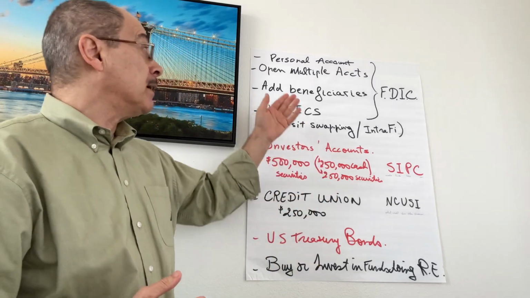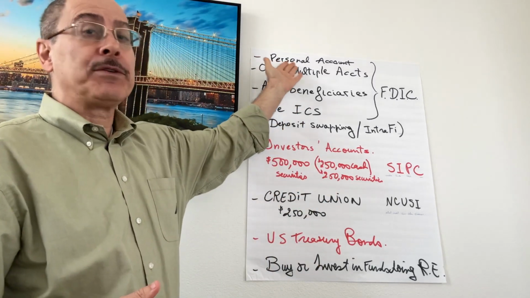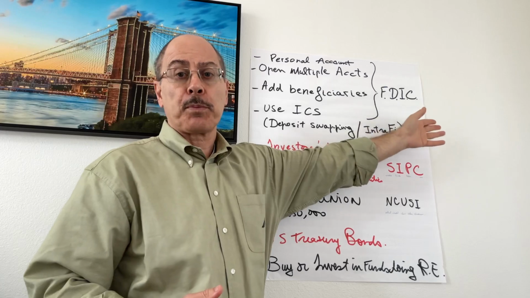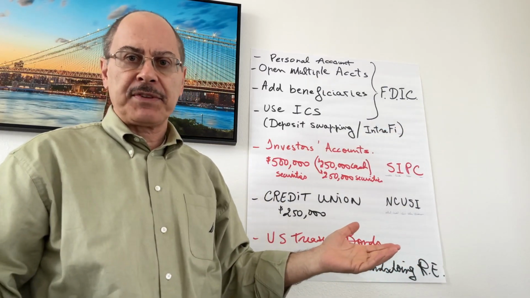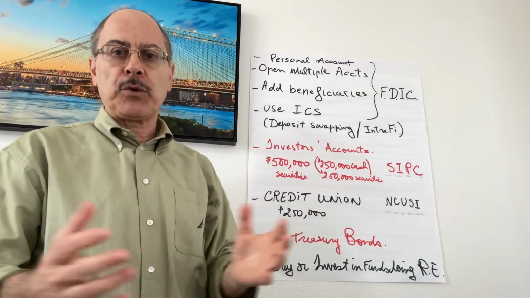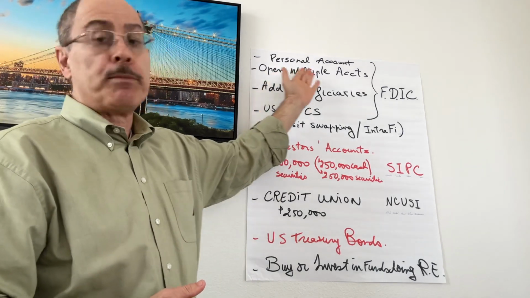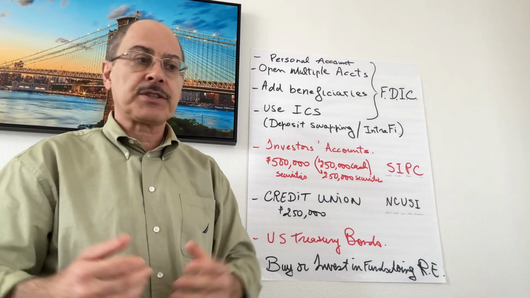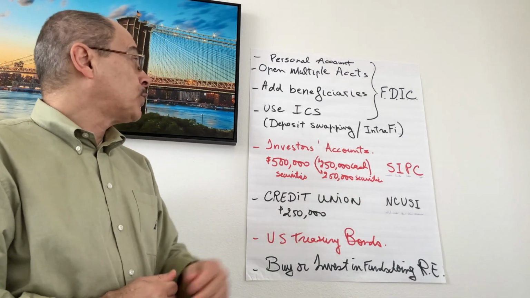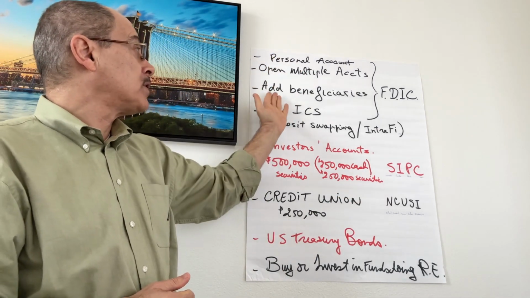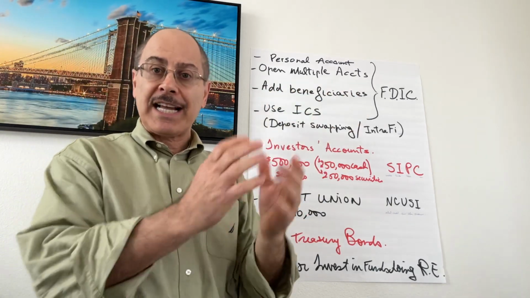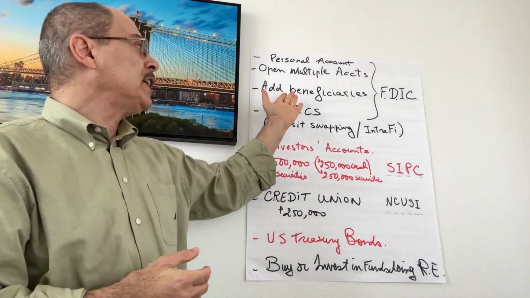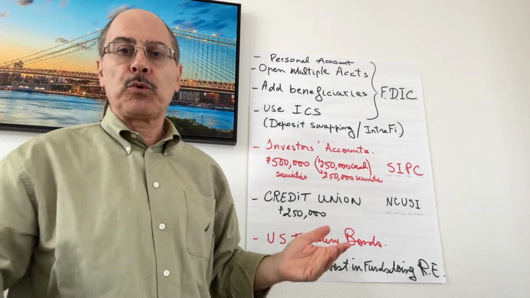So if you have a bank, you can have a personal account. You have the Federal Deposit Insurance Corporation protecting you up to $250,000. What if you have more than $250,000? You can open multiple accounts. Open a second one under your spouse's name, your son, your daughter, etc. So you can maybe leave the same personal account and add beneficiaries on that same account. Each beneficiary will have up to $250,000.